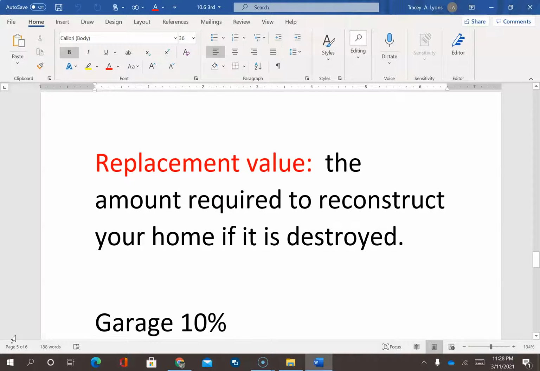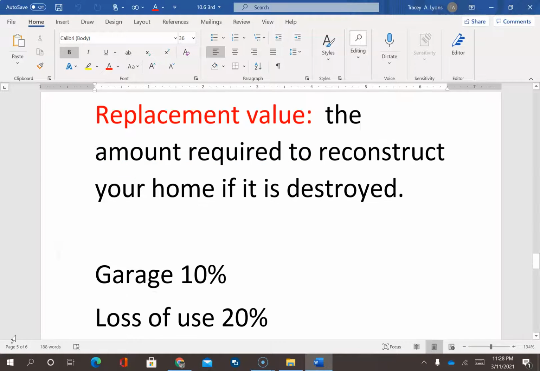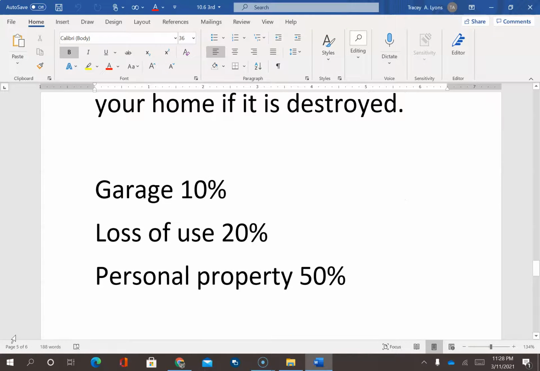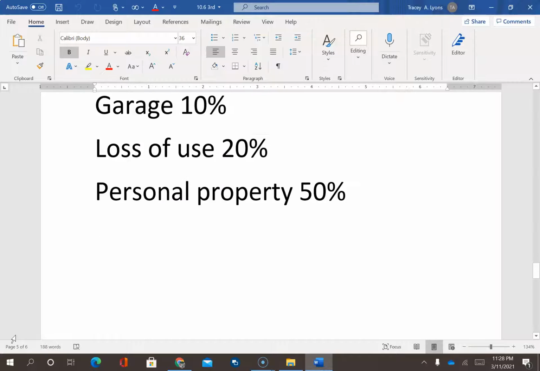The replacement value is the amount required to reconstruct your home if it's destroyed. The percentages they give are the garage 10%, loss of use 20%, and personal property 50%. So if you add all those together, you do get that 80% coverage. This might be different in different states, but in North Dakota, or where this book was written, they're going to go with these percentages.